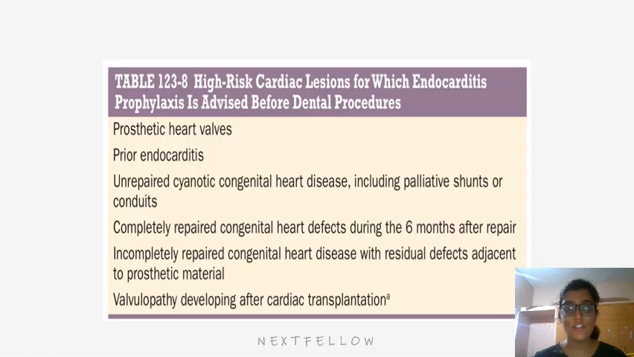High-risk cardiac lesions in which endocarditis prophylaxis is advised before dental procedures: prosthetic heart valves, prior endocarditis, unrepaired cyanotic congenital heart disease including palliative shunts or conduits, completely repaired congenital heart defects during the 6 months after repair, incompletely repaired congenital heart disease with residual defects adjacent to the prosthetic material, and valvulopathy developing after cardiac transplantation.